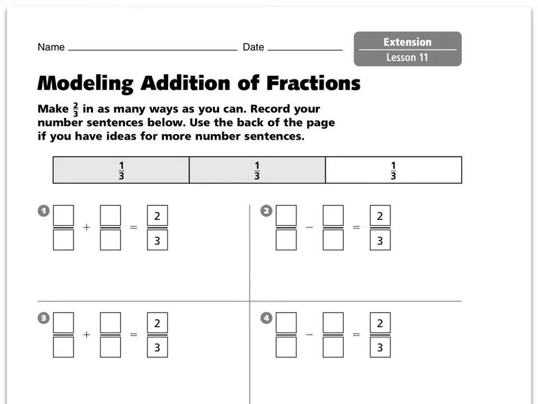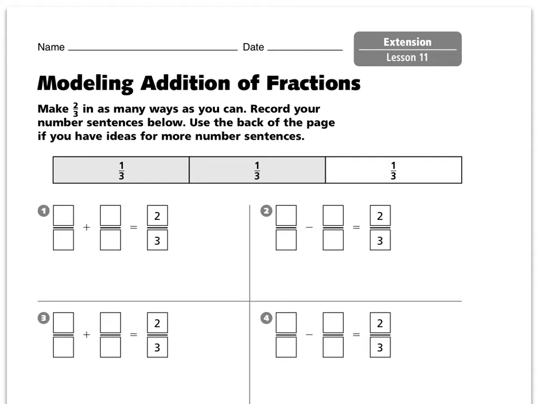Let's look at Chapter 7, Lesson 11, Extension, Modeling Addition of Fractions. Make 2/3 in as many ways as you can. Record your number sentences below. Use the back of the page if you have ideas for more number sentences.